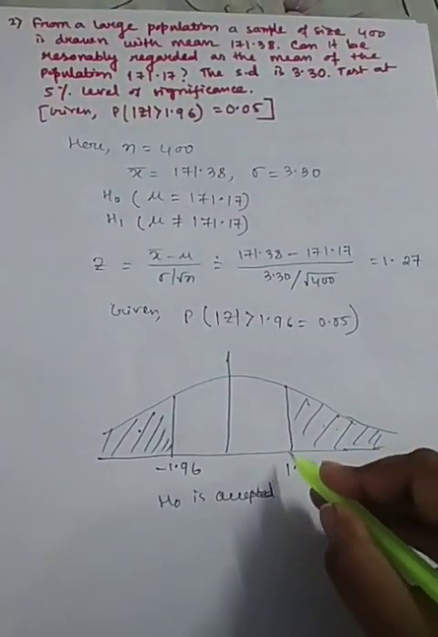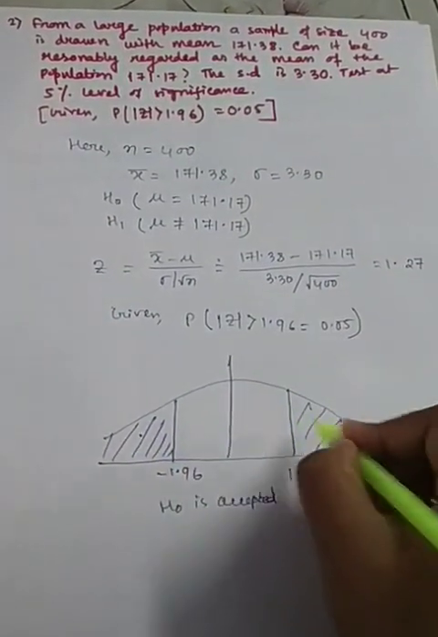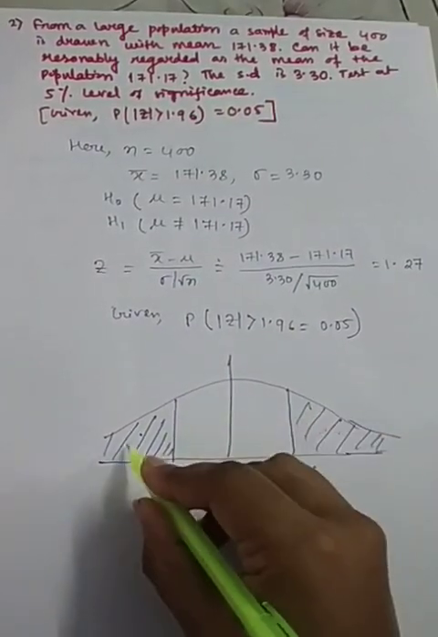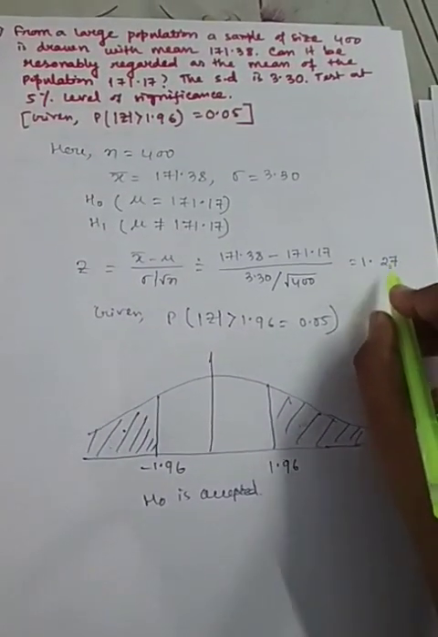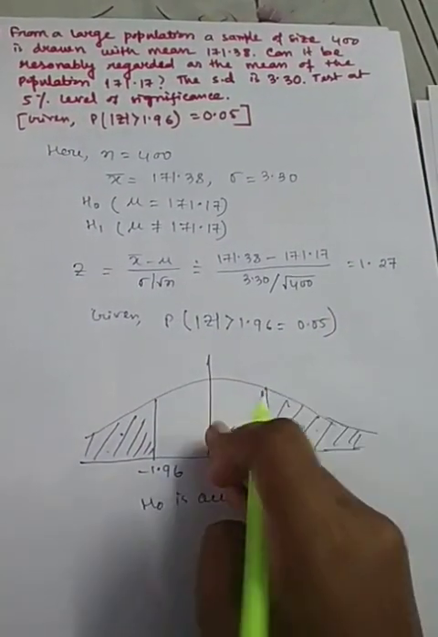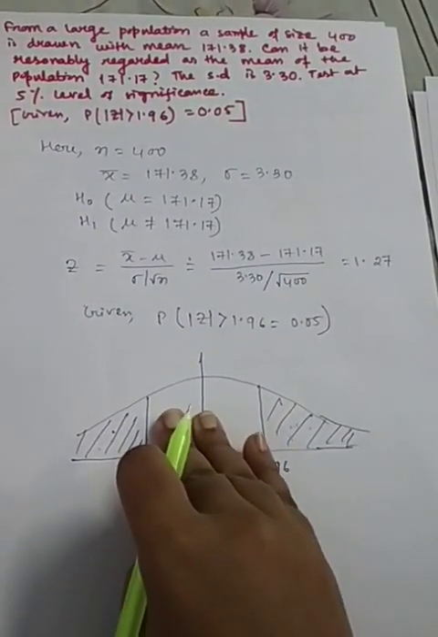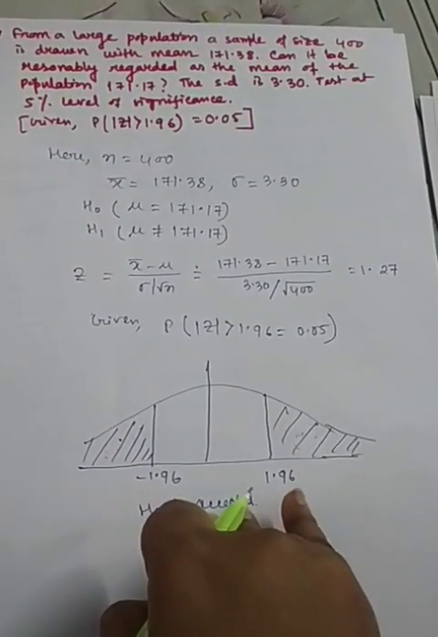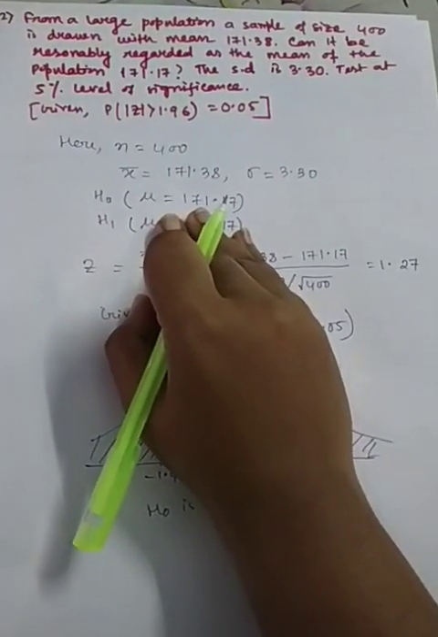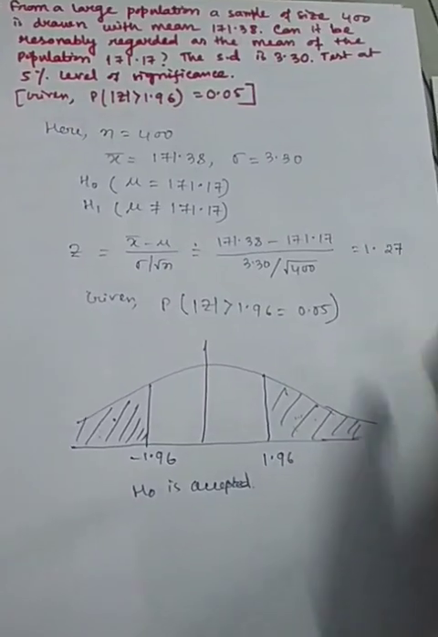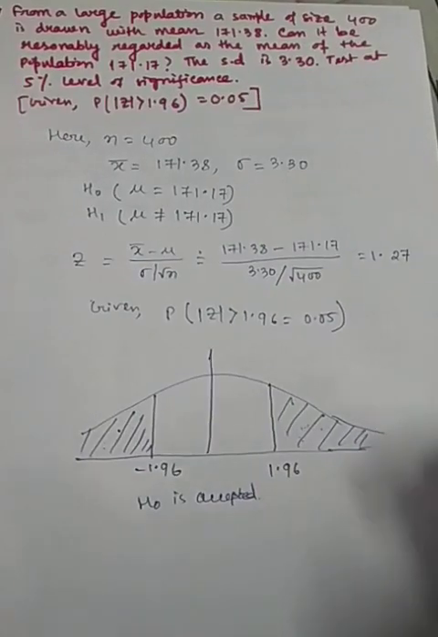That is, from 1.96 to plus infinity, and from minus 1.96 to minus infinity is our critical region. So the shaded portion is our critical region. And our computed value of Z is 1.27. 1.27 lies outside the critical region. When the computed value lies outside the critical region, then H0 is accepted. That is, the mean of the population is 171.17.